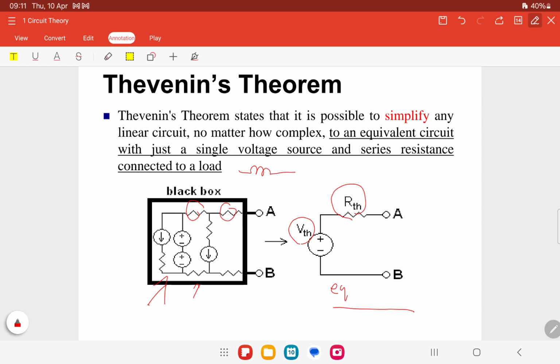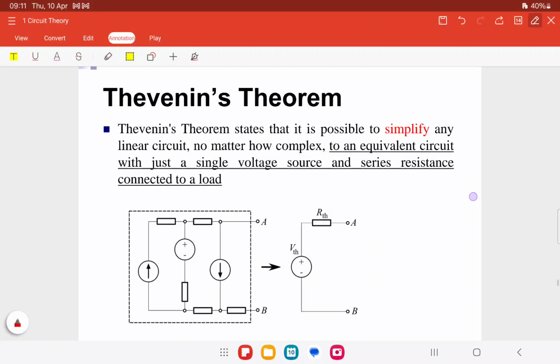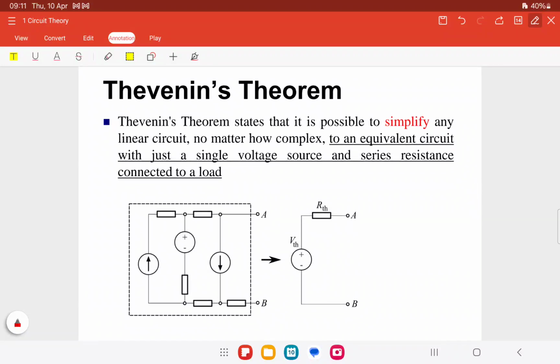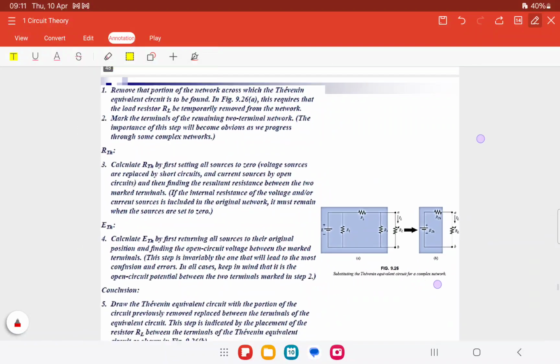Okay, there are a few methods, a few steps. Okay, this is an example. We have a current source, a voltage source, and resistors. Then we find VTH and RTH. What is the value of VTH and RTH? It actually comes from the values of voltage and current of all the components in the original circuit.